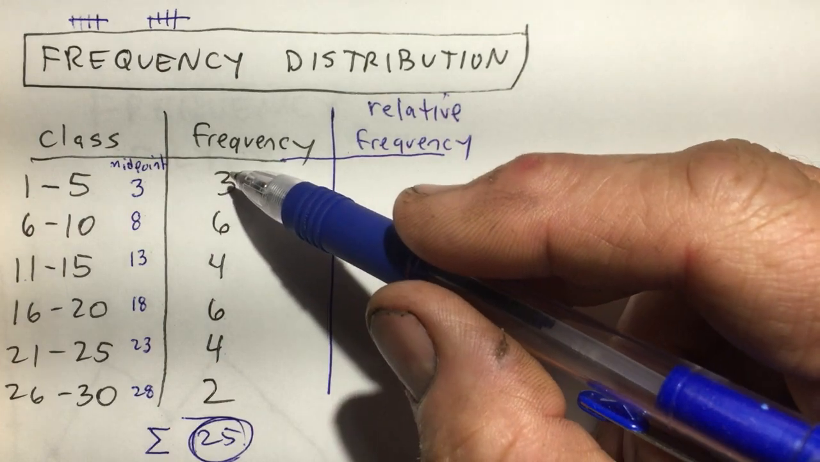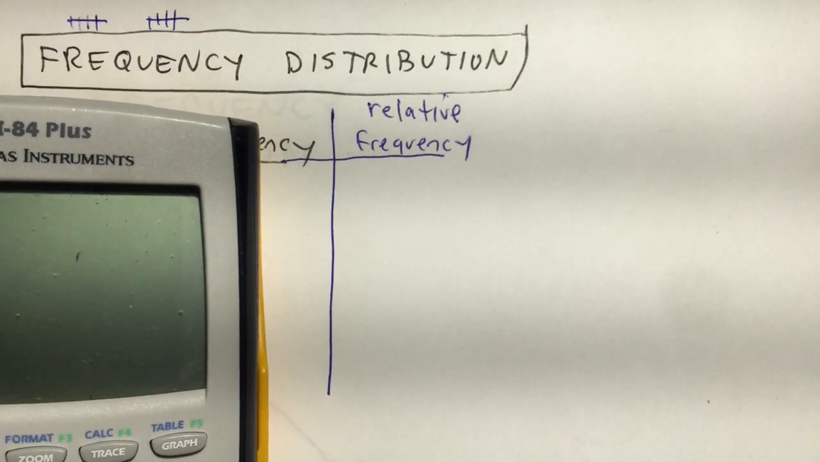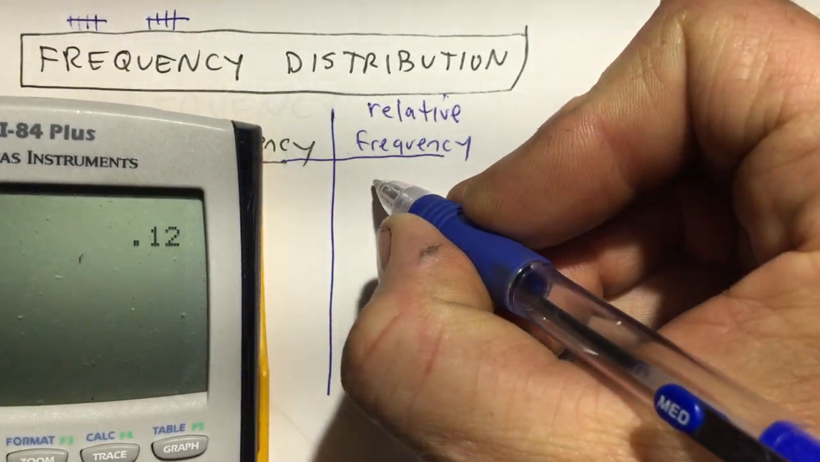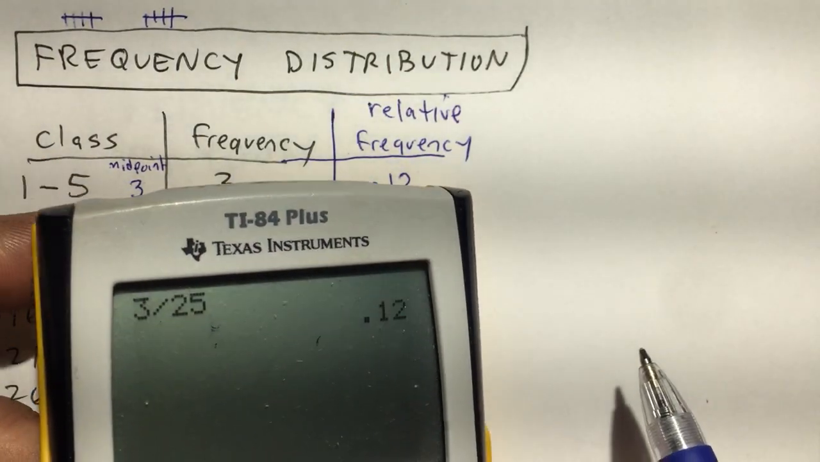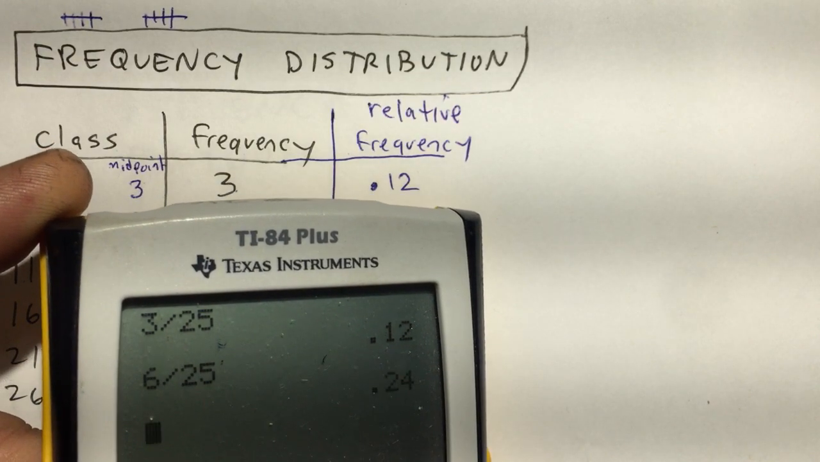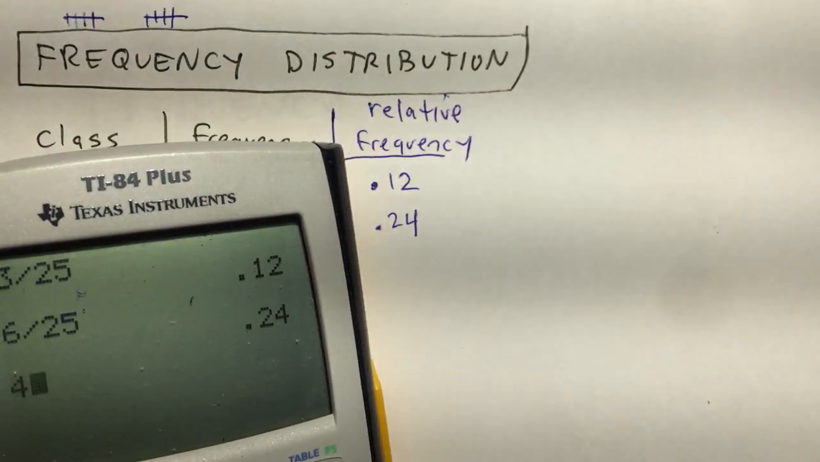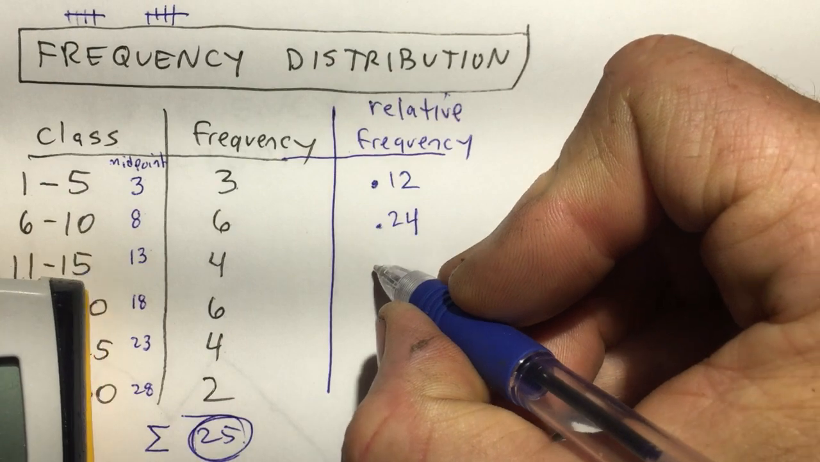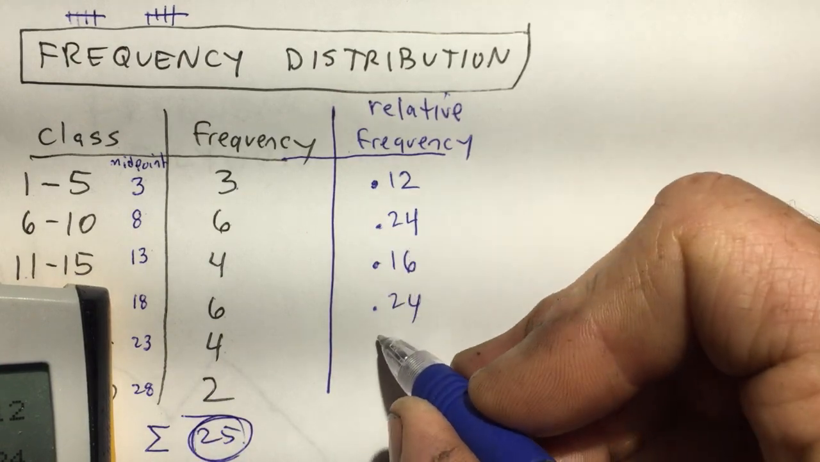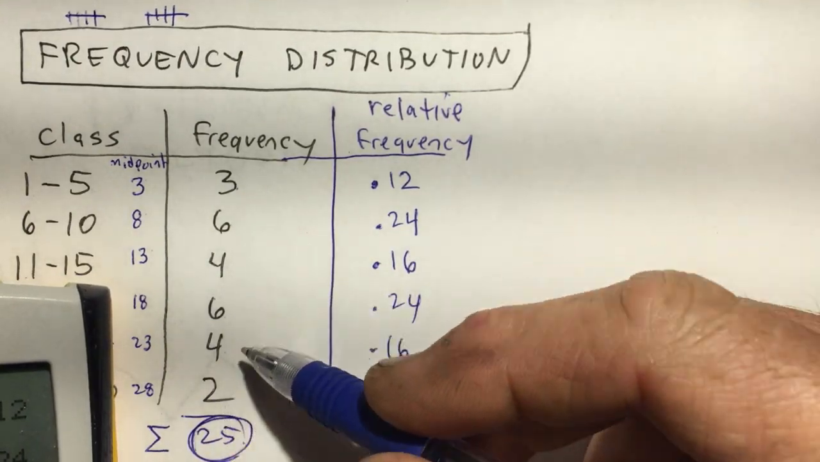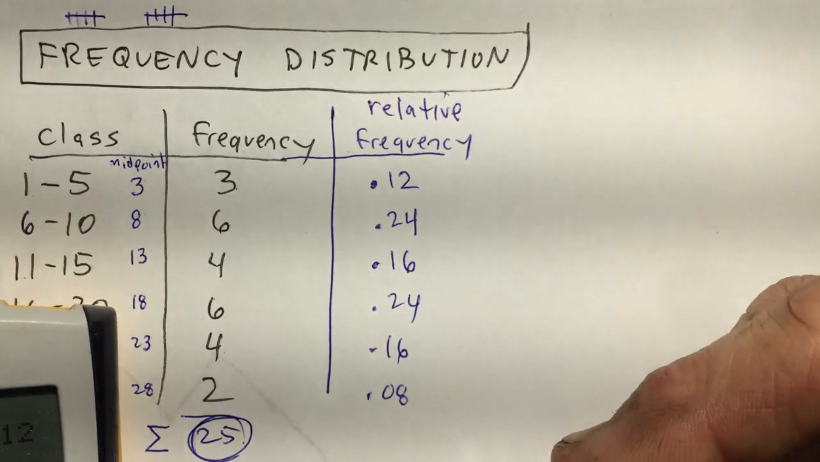Our relative frequency is, out of all 25, there's 3 here. So if I just do a little division, 3 divided by 25, I get 0.12. So this relative frequency is 0.12. If I do 6 divided by 25, I get 0.24. 4 divided by 25 is 0.16. 6 we already did, 0.24. 4 we already did, that's 0.16. And then 2, well, 2 would be half of 4, wouldn't it? So it's going to be 0.08. And these are my relative frequencies.